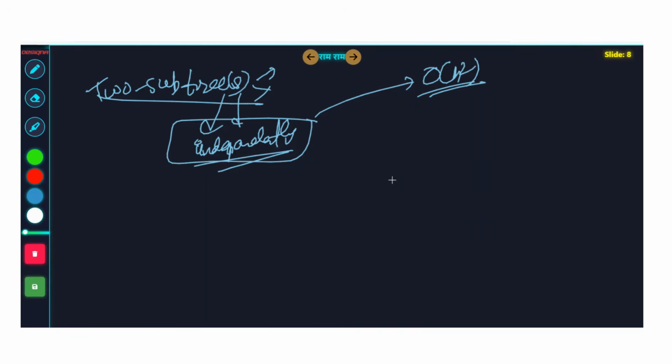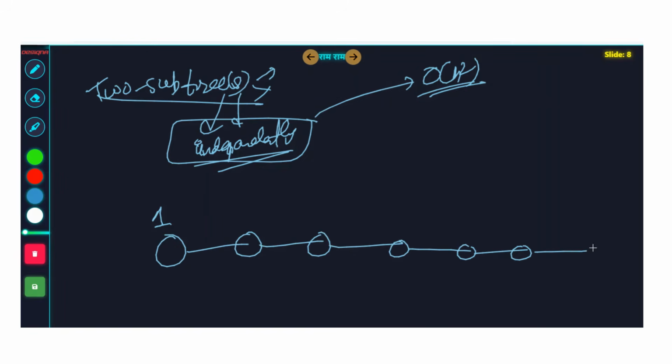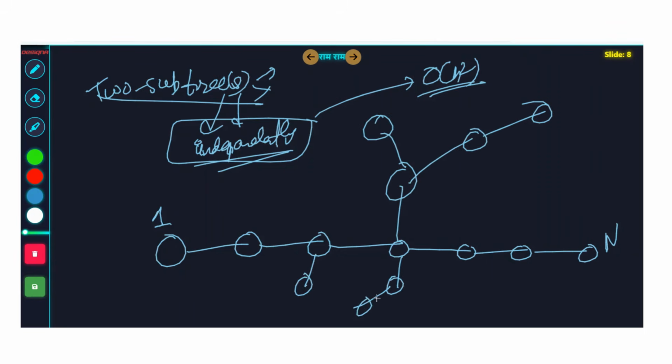So Ram, this is not a linear tree now, okay? So you know any types of edges might be going anywhere, right? Like this, so anything can be happening anywhere, right?